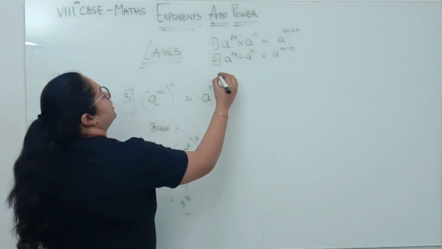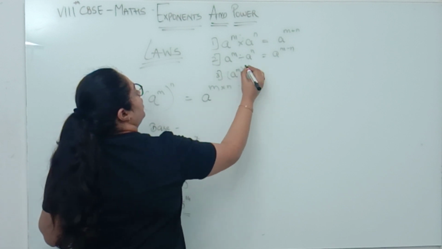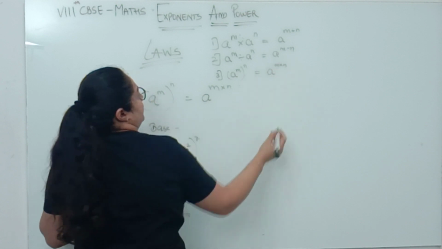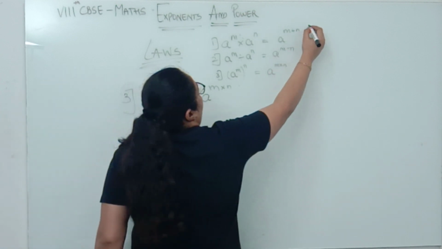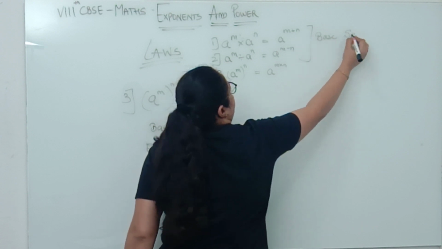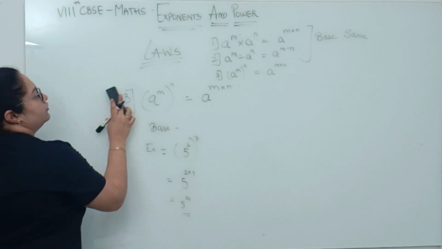So now what is your third law? a raised to m, the whole raised to n is equal to a raised to m into n. Both these laws had what? Same base. Okay. Now let us see the fourth law.